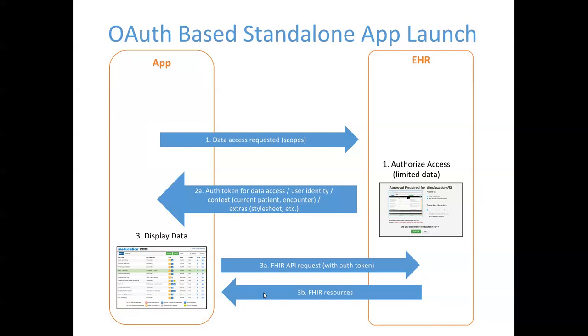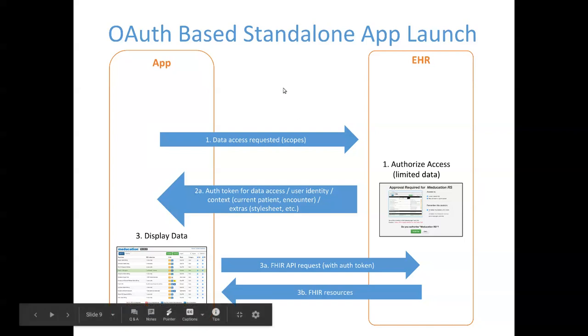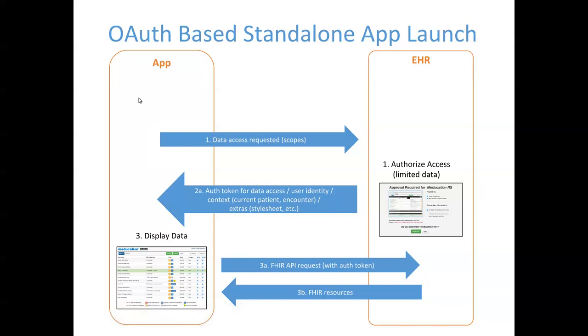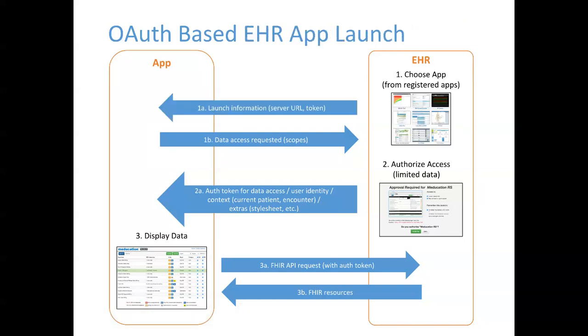So that's the basic OAuth flow for what we call a standalone app launch, beginning from a user running the app, maybe on their mobile phone or maybe on a desktop. There's one other important flow which builds on this, which we call the EHR app launch. This is particularly important for clinician-facing apps that need to run embedded inside of the screen real estate of the EHR. And you can see it looks a lot like the flow we looked at in the previous slide, with one initial step, which is instead of starting from the app, we start over here from the EHR.